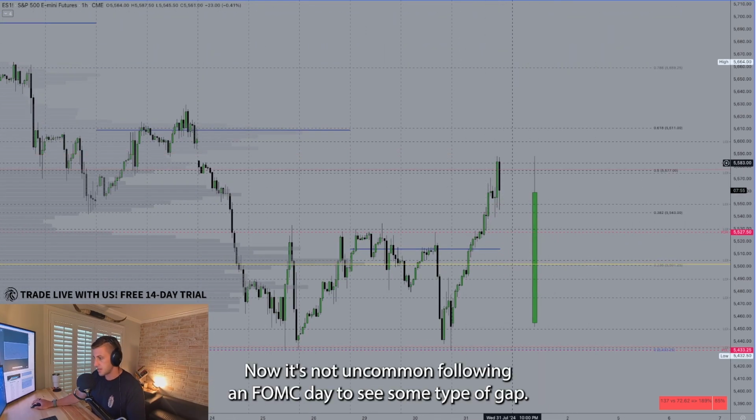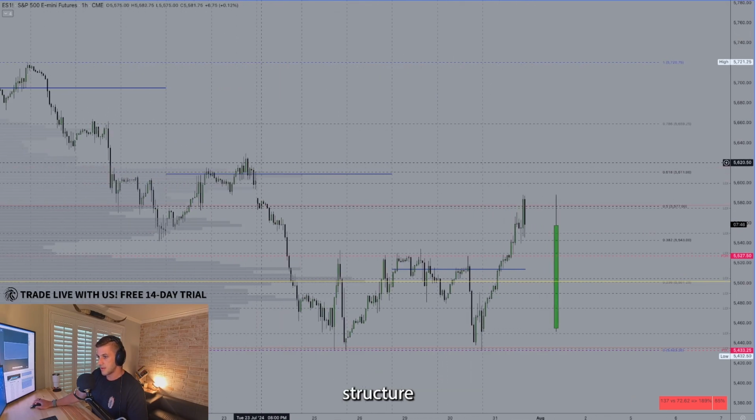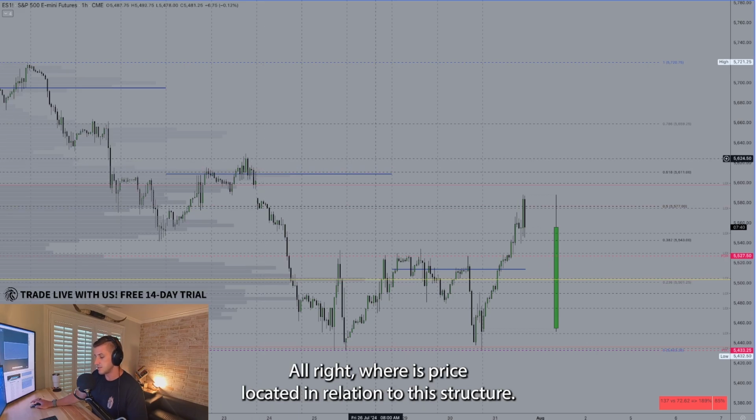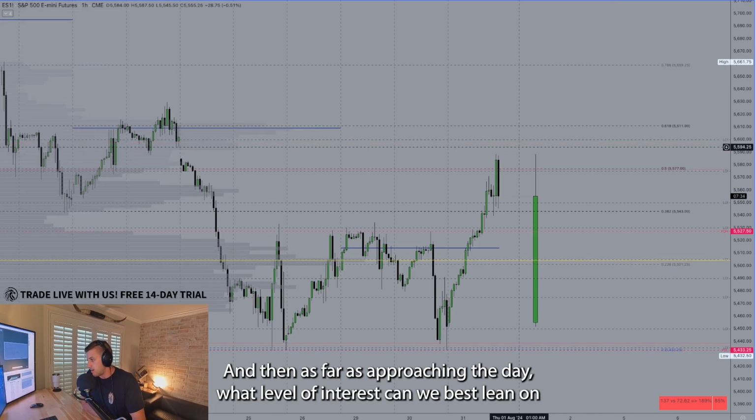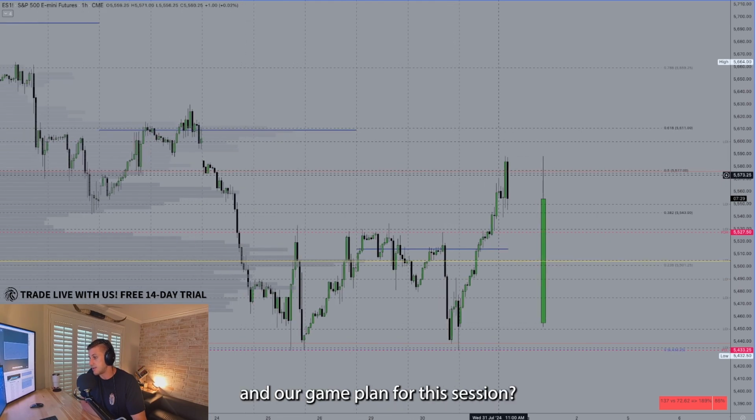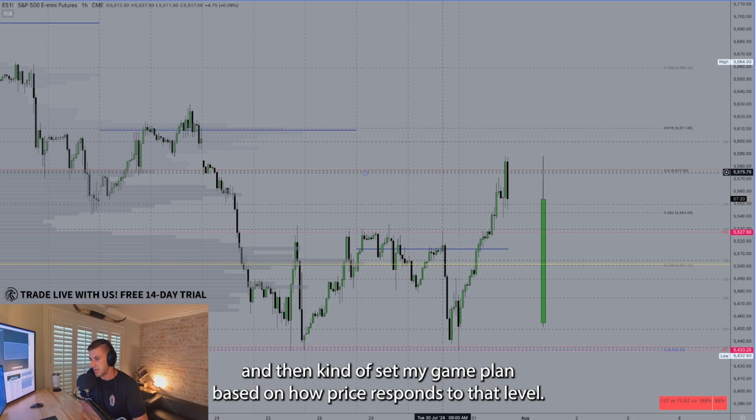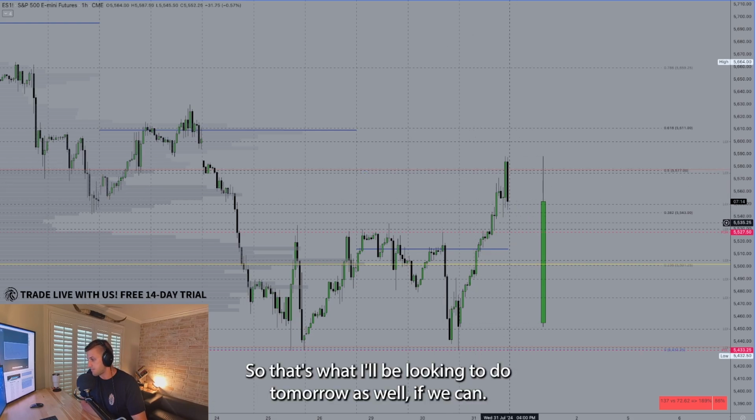Now, it's not uncommon following an FOMC day to see some type of gap. So it's very much so the next 2 days, especially considering the current market structure, where I'll be taking it day by day, morning by morning, kind of seeing, all right, where is price located in relation to the structure? And then as far as approaching the day, what level of interest can we best lean on to set our bias and our game plan for the session? As always, I like to come into the session with one primary level of interest and then set my game plan based on how price responds to that level. So that's what I'll be looking to do tomorrow as well, if we can.